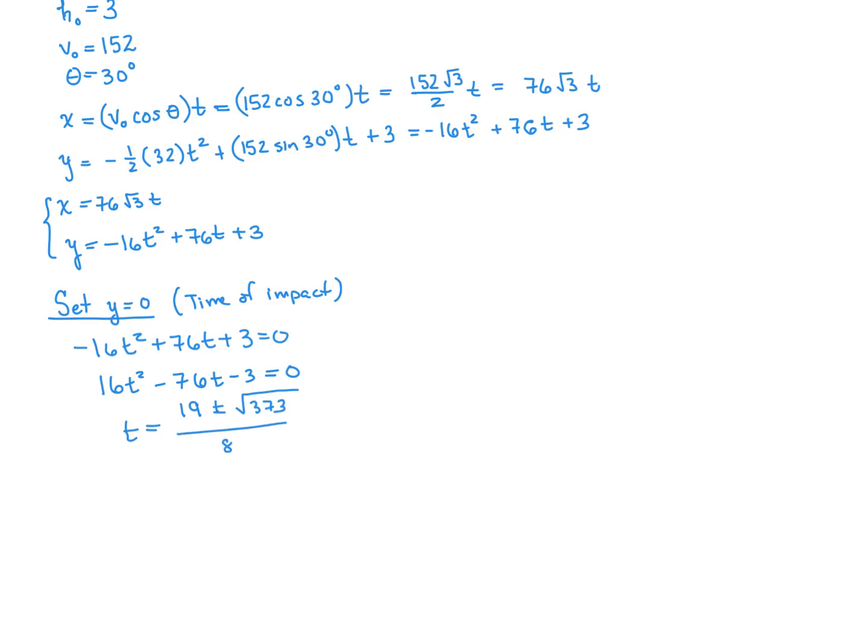Now keep in mind that t can't be negative, because t does mean time here. So this gives us t = 19/8 + √373/8. And we'll go ahead and approximate that. t is approximately 4.79 seconds.